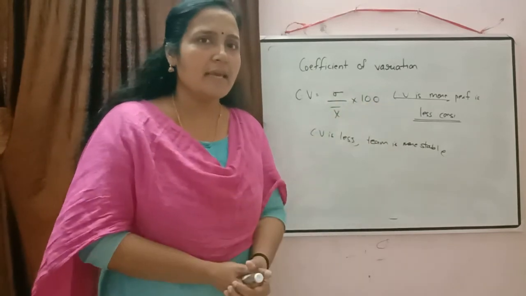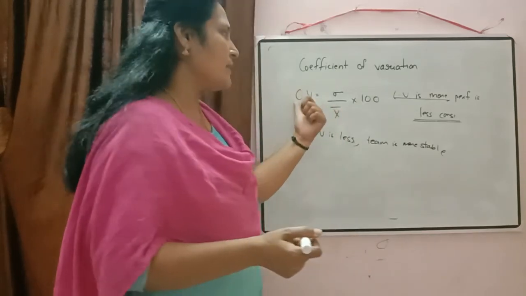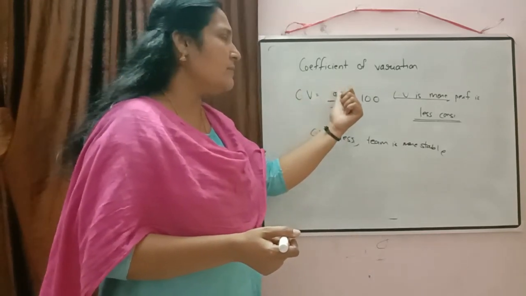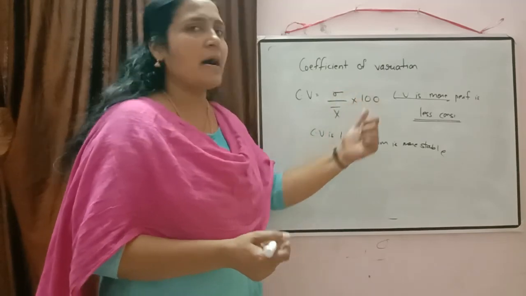So I think this is clear. You just have to remember this formula: coefficient of variation is equal to standard deviation by x bar into 100.